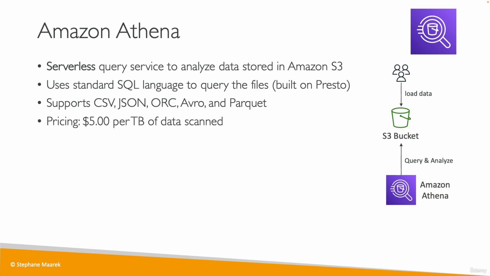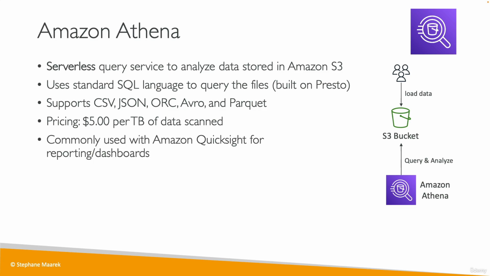And the pricing is very simple. You're just going to pay a fixed amount per terabyte of data scanned. You don't need to provision any database because the whole service is serverless. Athena is commonly used with another tool called Amazon QuickSight to create reports and dashboards. We'll see QuickSight later in depth, but Amazon QuickSight connects to Athena, which connects to your S3 buckets.